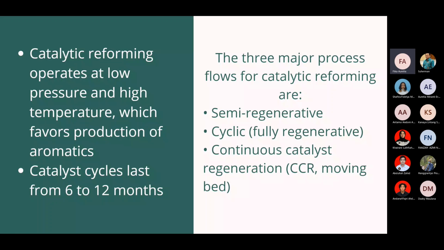Catalytic reforming operates at low pressure and high temperature, which favors production of aromatics, which means higher yield. Catalyst cycles last from 6 to 12 months. The three major process flows for catalytic reforming are semi-regenerative, cyclic or fully regenerative, and the third one is continuous catalyst regeneration, or CCR, which is a moving bed.